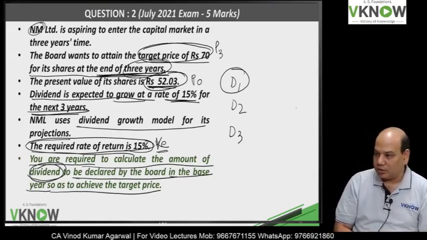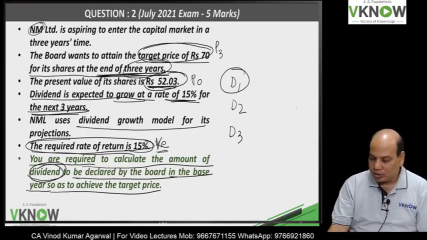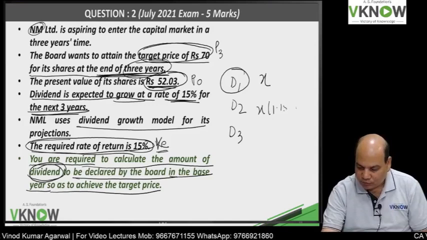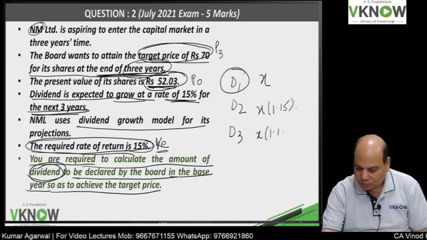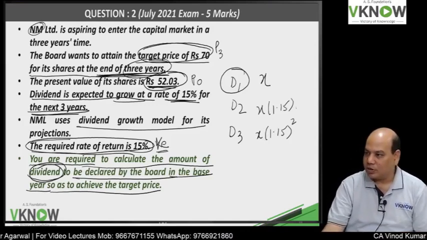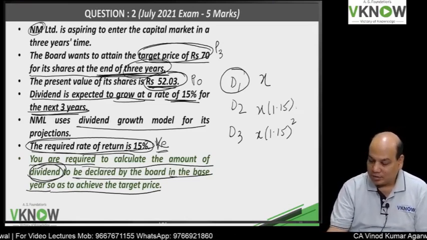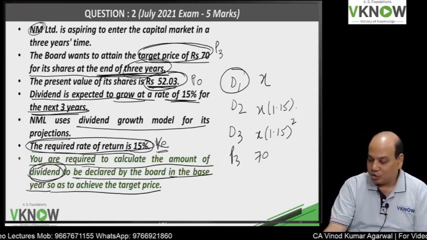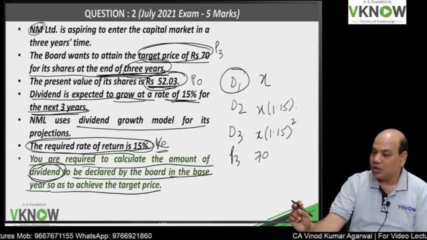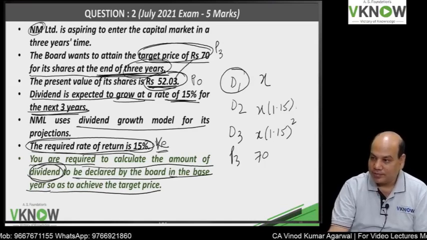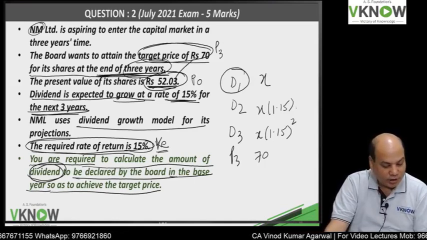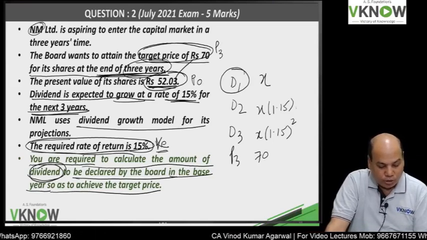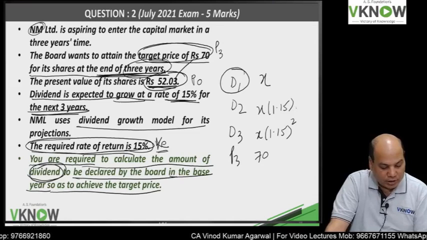So D1 you have to find. You can assume D1 as X. This will be X into 1.15. This will be X into 1.15 square because the growth rate is 15%. And P3 is 70. So you will discount it and it should be equal to 52.03. Once after solving it, you will get the answer X, and that is your answer. I have given you enough hint. For discounting purpose, factors are given in the question.